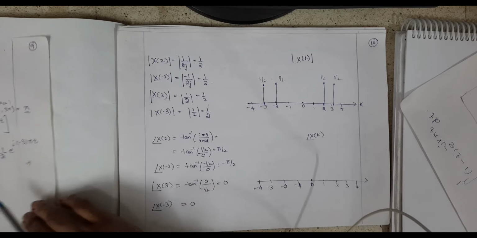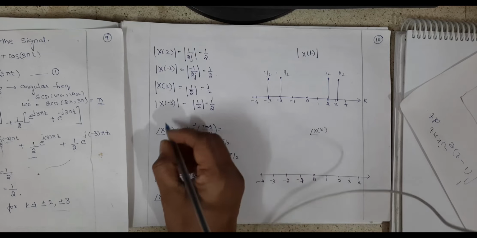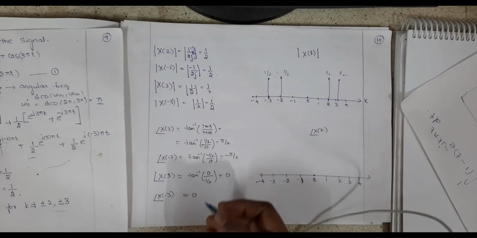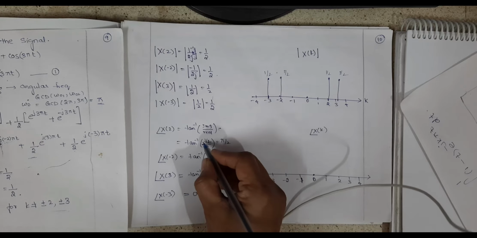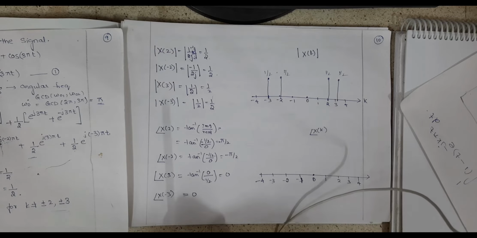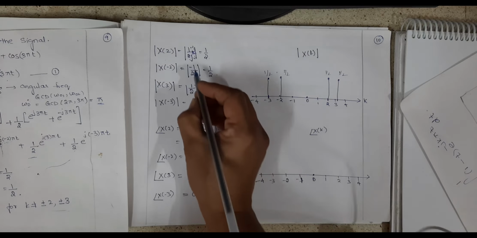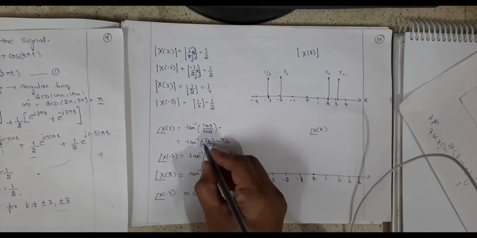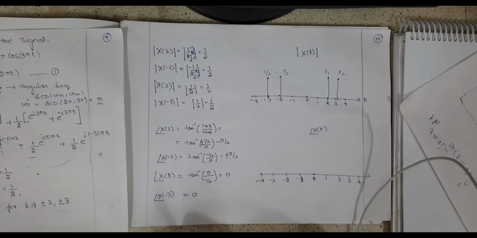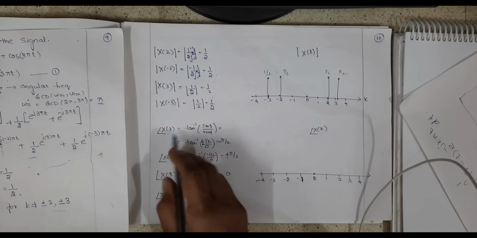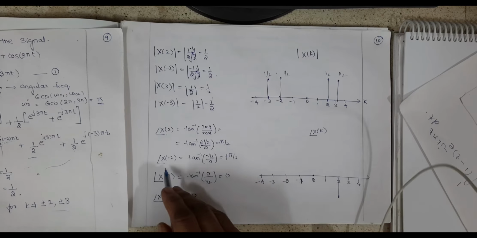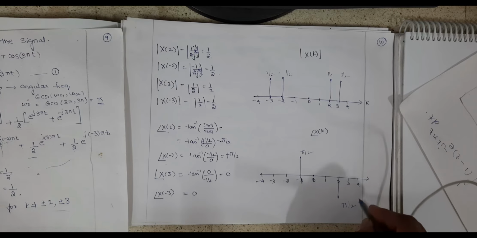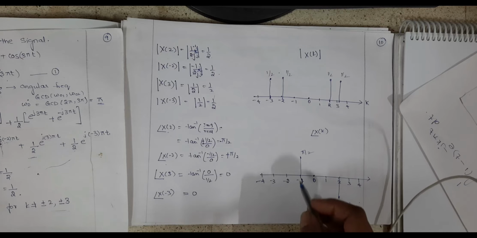Now similarly, the angle of x of 2. What is x of 2? X of 2 is nothing but 1 by 2j. So multiply and divide by j. You will have tan inverse of minus 1 by 2, so it is minus pi by 2. Now similarly, multiply and divide by j here. So it is tan inverse of minus of minus, plus, therefore it is plus pi by 2. So the angle at k equal to 2 is minus pi by 2, and at k equal to minus 2 it is plus pi by 2. And at k equal to 3, it is 0.